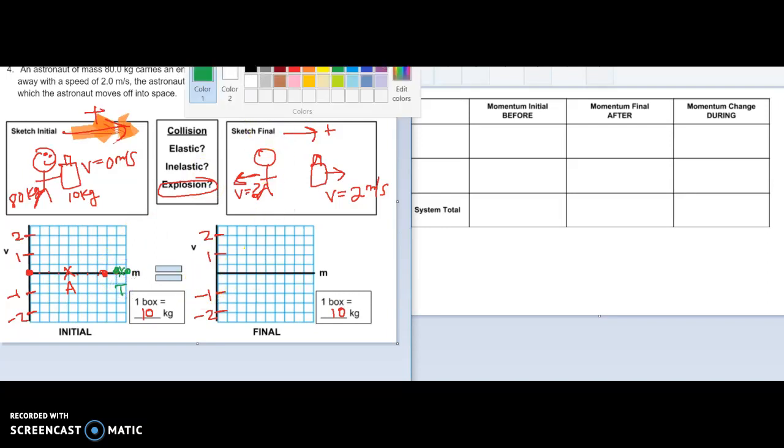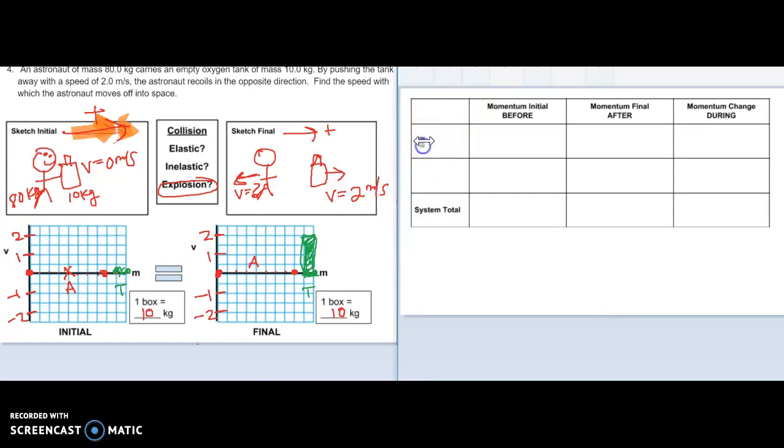Okay, after the astronaut is still going to be 1, 2, 3, 4, 5, 6, 7, 8 because it's 80 kilograms. Okay, and we don't know what his speed is right now. All right, but the tank we do know is going to go off at 2 meters per second. So let's go ahead and fill in the tank there. Okay, so remember it's 10 kilograms wide, that's one box, and 2 meters per second tall. Okay, all right, so now the hard part. Let's go to this. Let's see if this works.